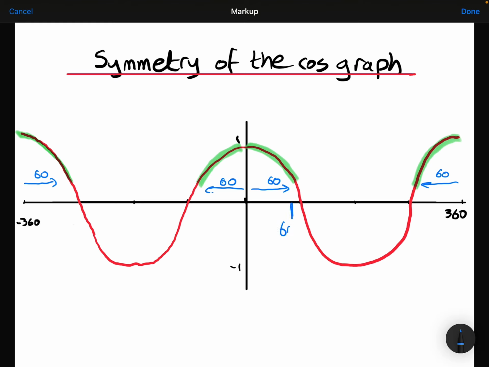So if this angle here is 60 degrees, then I know that this angle over here is going to be 300, because 360 take away 60. And this angle here would be minus 60. And this angle up here would be minus 300, because minus 360 plus 60.